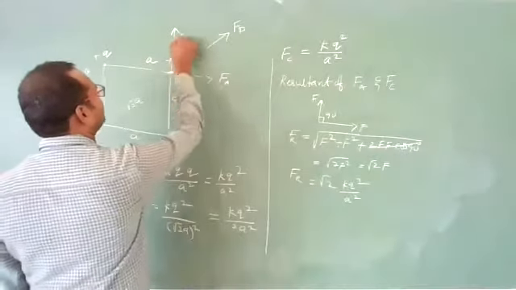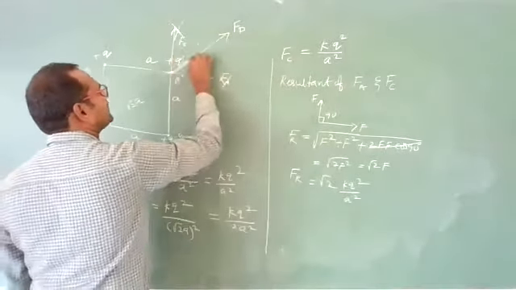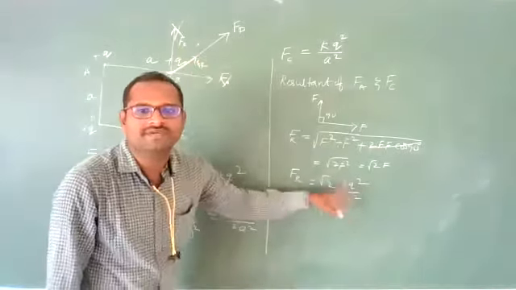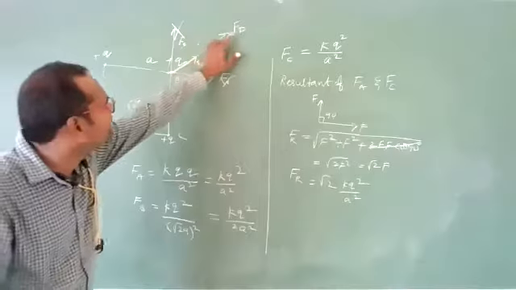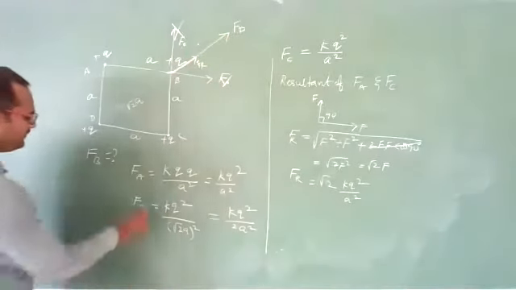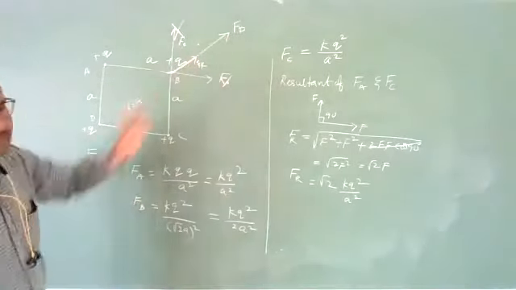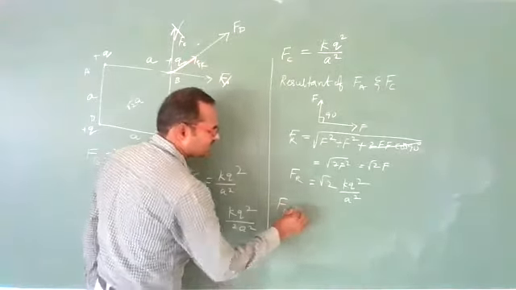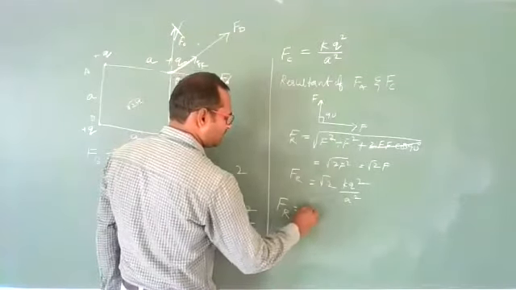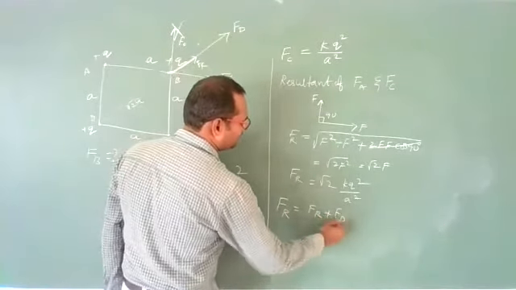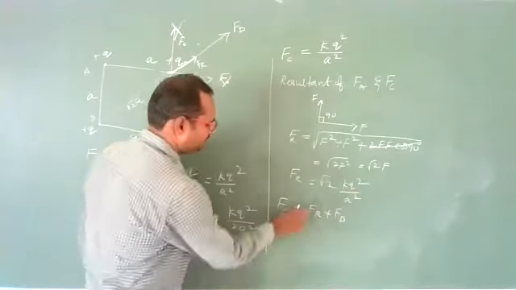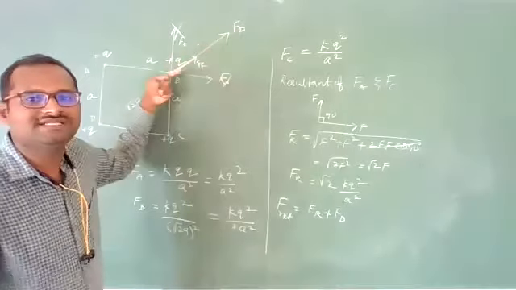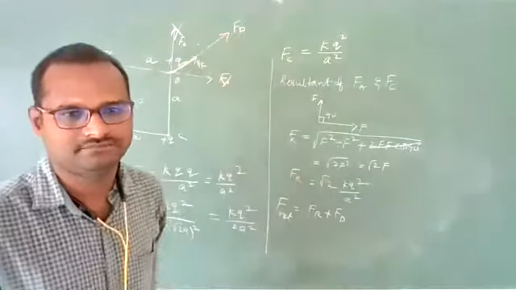Now FR. Now these two are not there. In this direction FR is there. The value is root 2 times KQ square by A square. And one more force, FD, is also there. This is FD. So the resultant value is FR plus FD. Both are in the same direction. Net force is FR plus FD. Both are in the same direction, so we can simply add them.